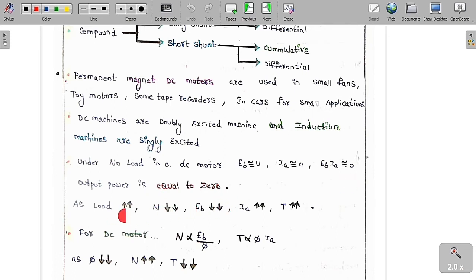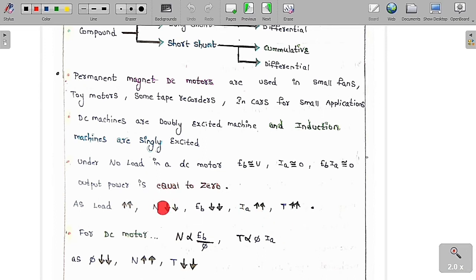As load increases, the speed decreases, so EB decreases, so current increases, so torque increases. In a DC motor, as the load increases, the speed will decrease and EB will decrease, because EB is directly proportional to N. As EB decreases, the current IA increases, because IA is equal to (V minus EB) by RA. As IA increases, torque increases, because torque is directly proportional to armature current.